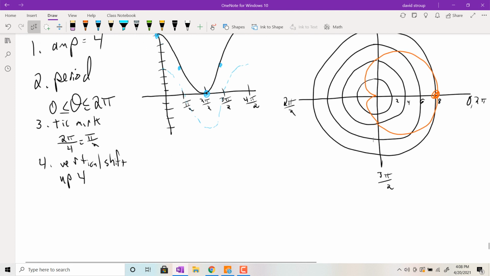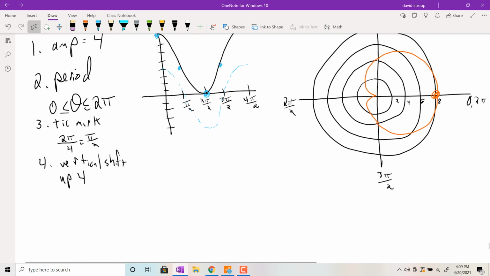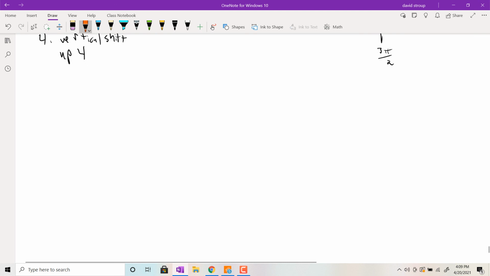Okay. So you have to be able to graph these guys. I said probably give you a snail. I might give you a rose curve, either a rose curve or a snail, one or the other. Okay. Let's then go on to 10.5.